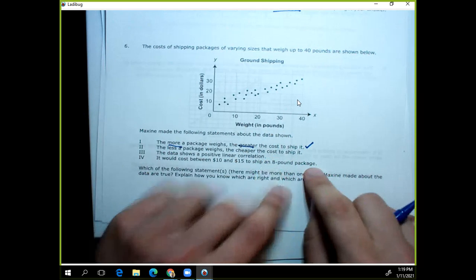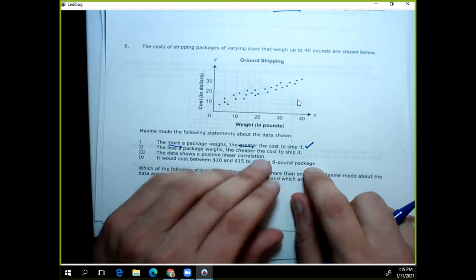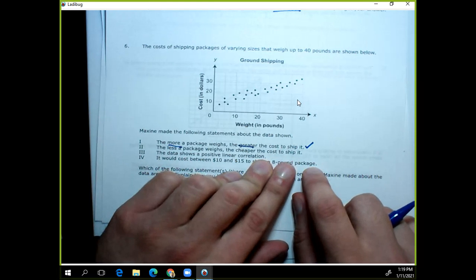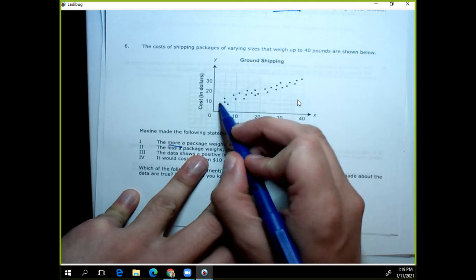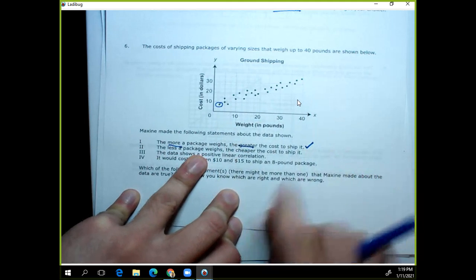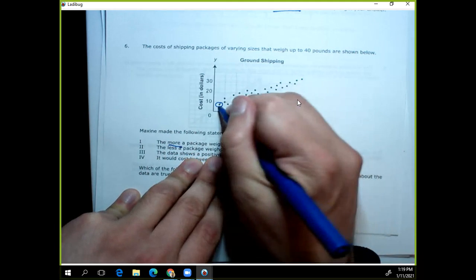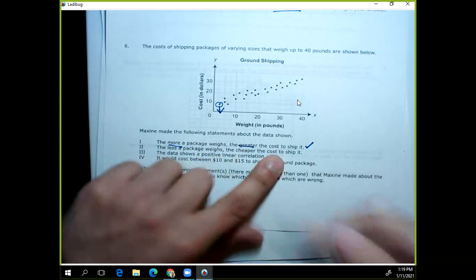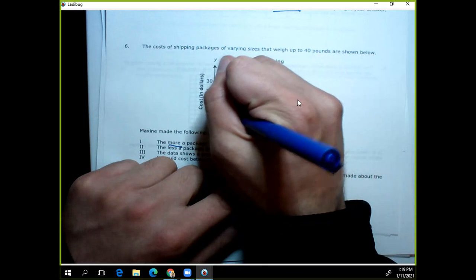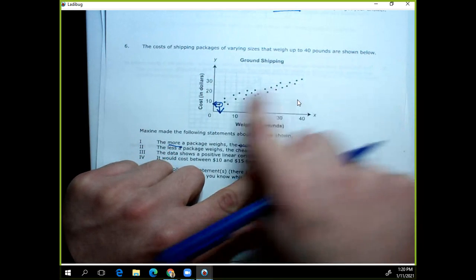All right, the second one says the less a package weighs, the cheaper the cost to ship it. So let's go to the smallest one. This looks like it might be the smallest one. It says the less a package weighs. So this is the smallest weight, the cheaper the cost to ship it. So cost is going to be over here on this side. Is this one cheaper than all the other ones over here? Yeah, so that would be a true statement.